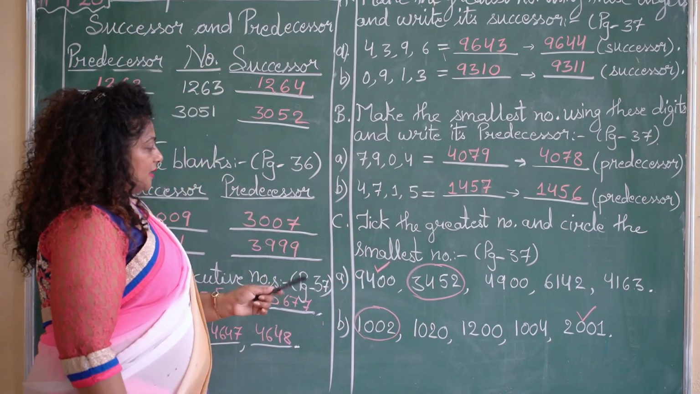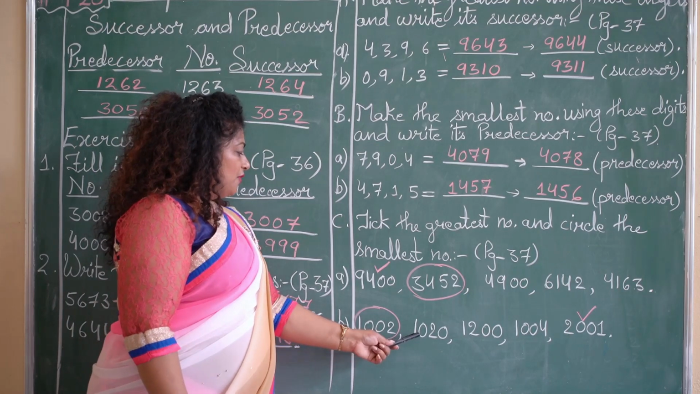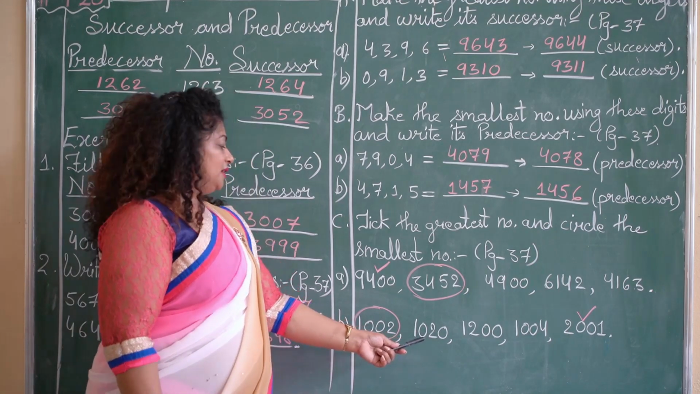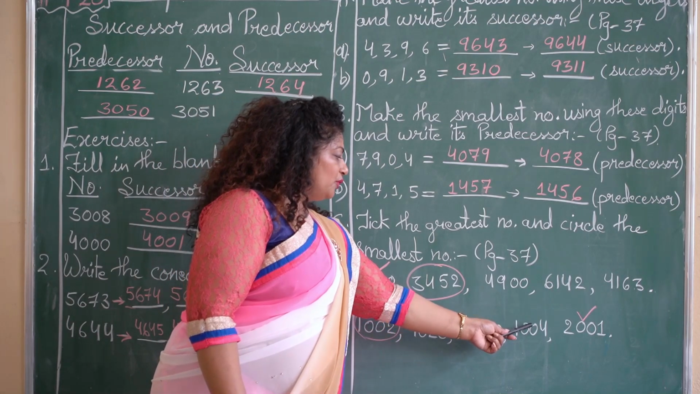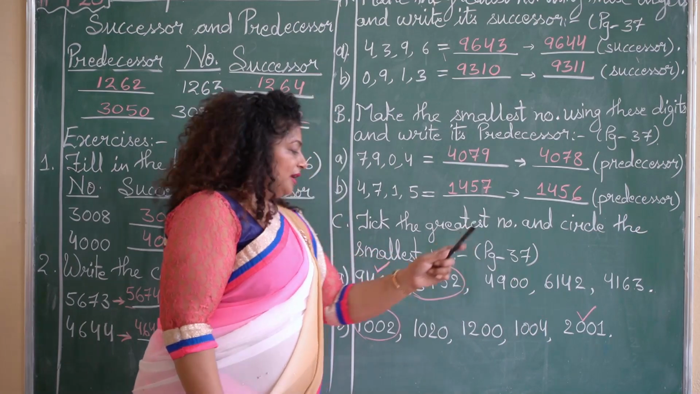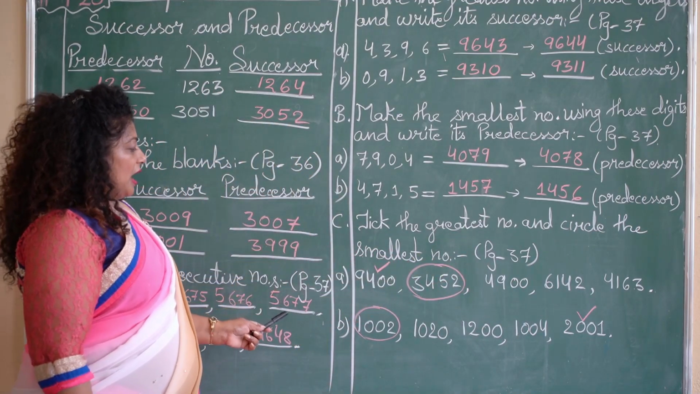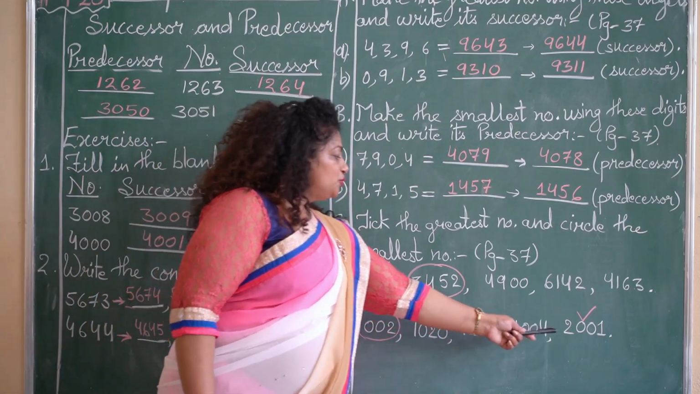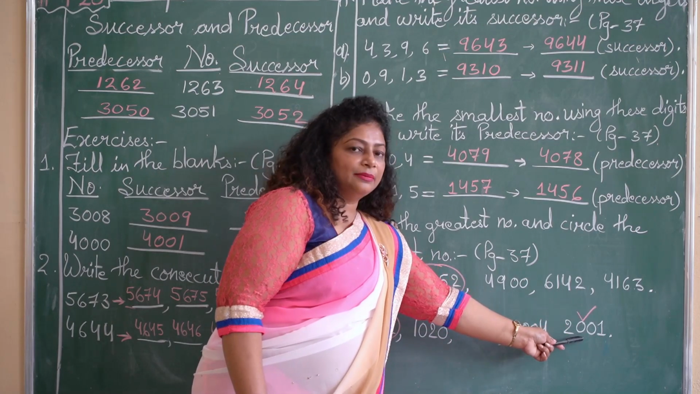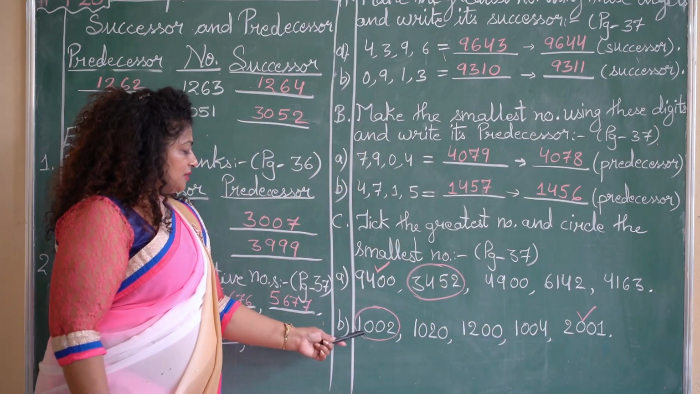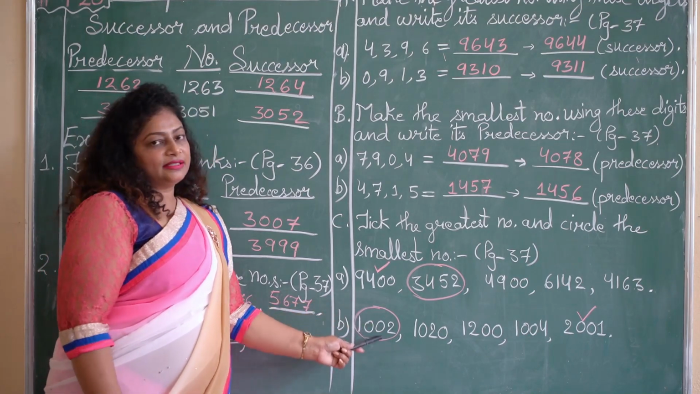Next question. The numbers given to you are 1002, 1020, 1200, 1004, 2001. In this also we have to take the greatest number. Out of these 5 numbers, 2001 is the greatest number, so we have ticked this number, and 1002 is the smallest number, so we have circled this number.